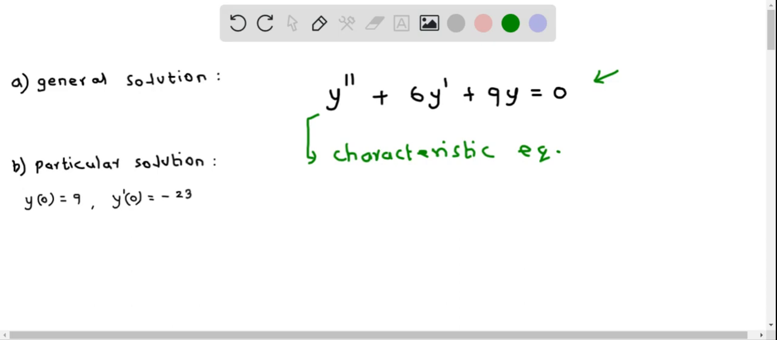So let me write the characteristic equation for this differential equation. We replace y double prime by r squared, plus 6 times y prime is replaced as r, plus 9 times y is replaced as just 1, so it becomes 9, and this equals 0. So basically this is the characteristic equation for this given differential equation.